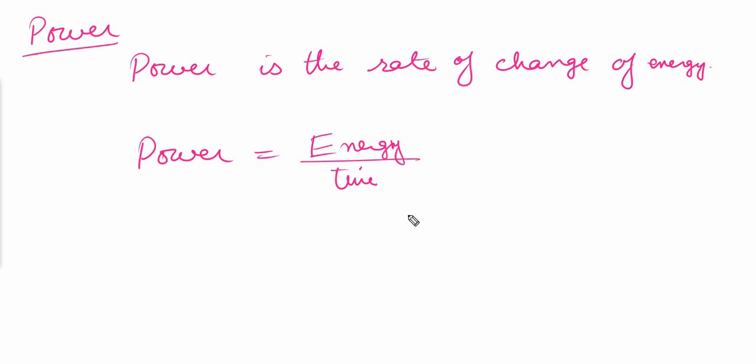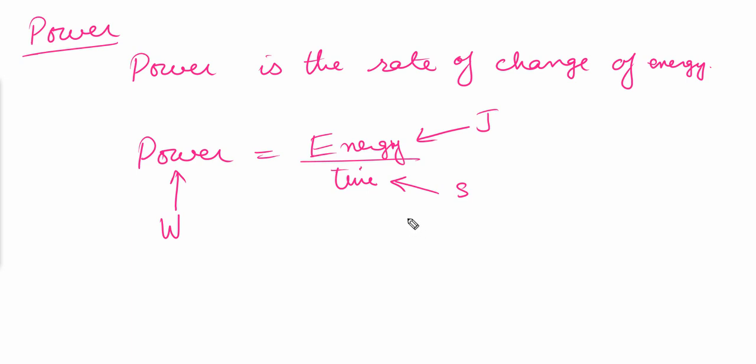Now energy could be anything. Energy could be work done, it could be kinetic energy, potential energy, elastic potential energy, any energy. So any energy divided by time will be considered as the power, and the unit for power is watt, and we have to put the energy in joules and we have to place the time in seconds.